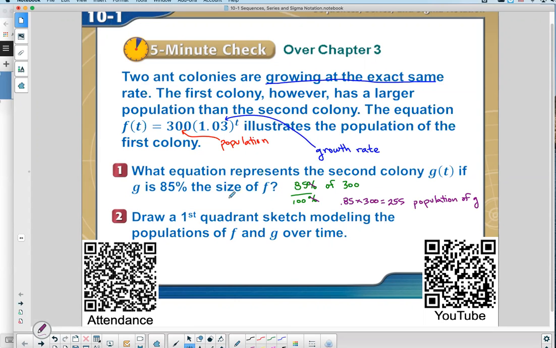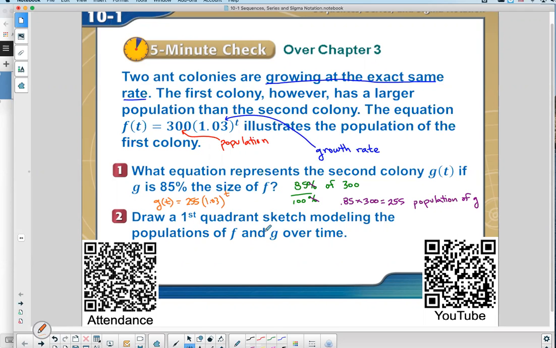So if we had to write an equation, I want to go back to this. 2 ant colonies are growing at the exact same rate. What does that mean if it's the exact same rate? Exact same. And so G's equation would look something like this. It would be G of T equals, we found out the population is 255, 255 times 1.03 to the power of T. So the rate stayed the same. What changed was the population.